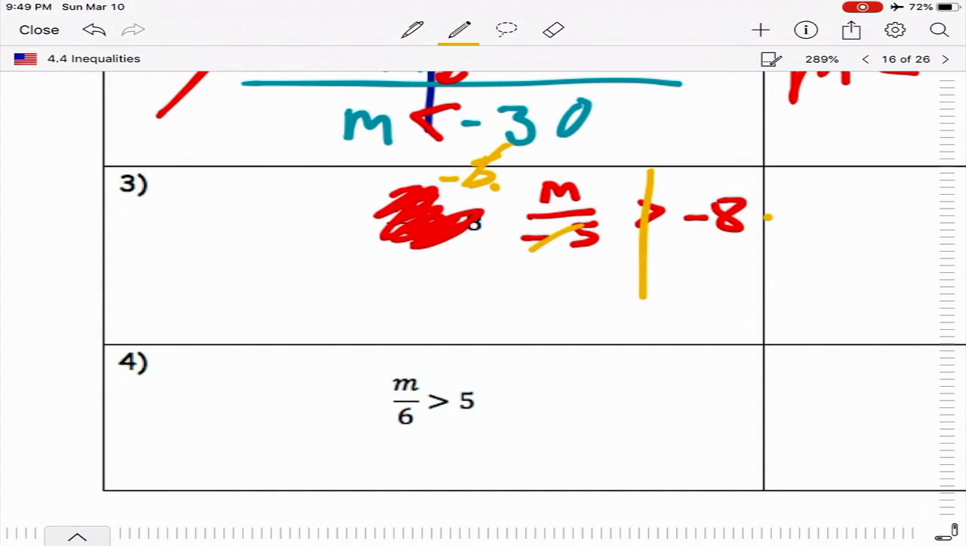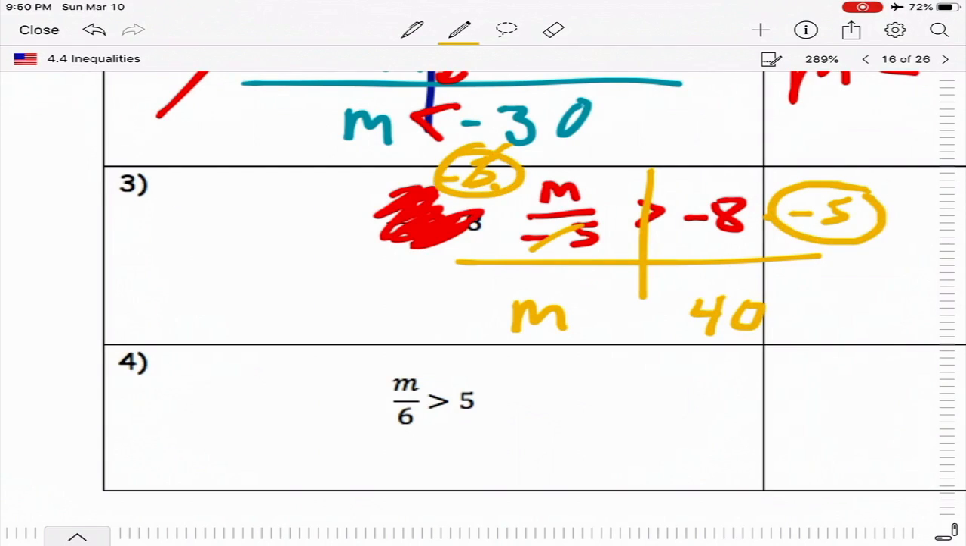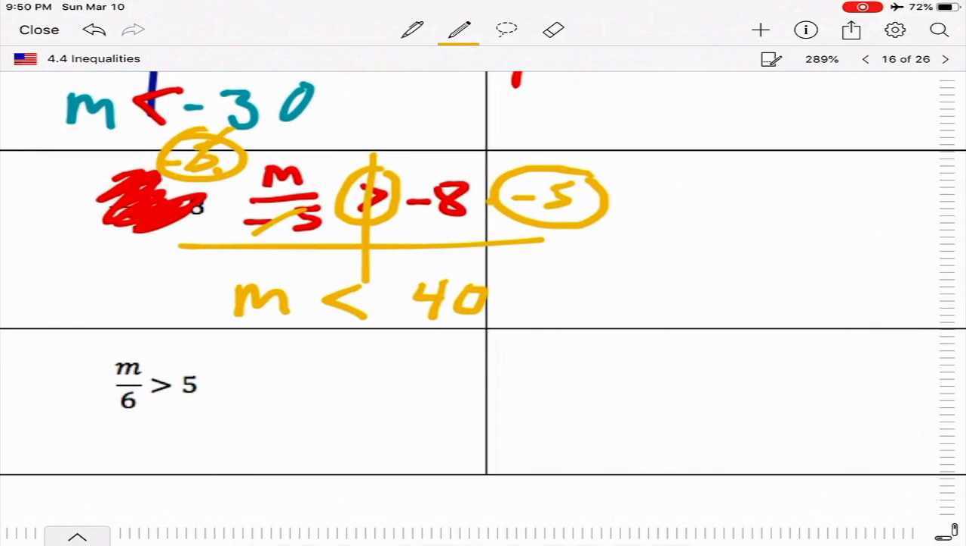What we do to one side, we do to the other side. So multiplying this by negative 5, it's m. A negative times a negative is a positive. So 8 times 5 is 40. But because I multiplied by a negative 5, the inequality flips. It goes from a greater than symbol to a less than symbol. My answer is m is less than 40.